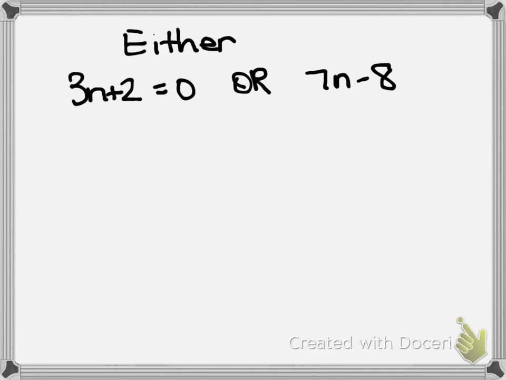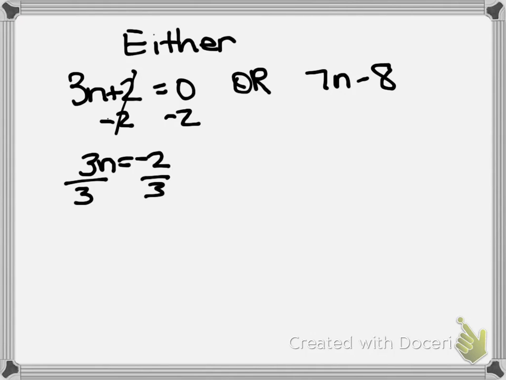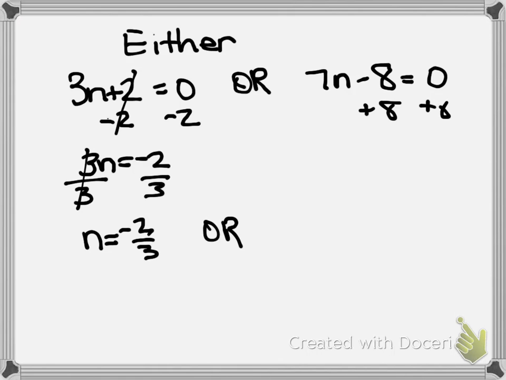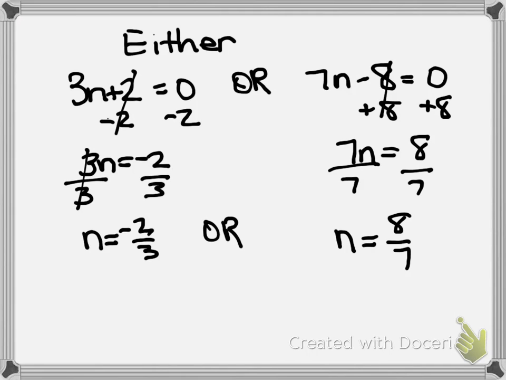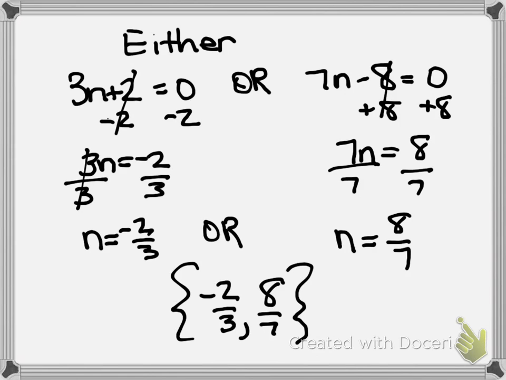Now let's solve these just like we have been doing forever, it seems. So we'll subtract 2, so 3n equals negative 2. Then we'll divide by 3. n equals negative 2/3. Or, let's look at the second factor. 7n minus 8 should equal 0. So add 8 to both sides. 7n equals 8. Divide by 7. And n equals 8/7. So you have two solutions, negative 2/3 or 8/7. And if you go back and you look at your choices, that's B.